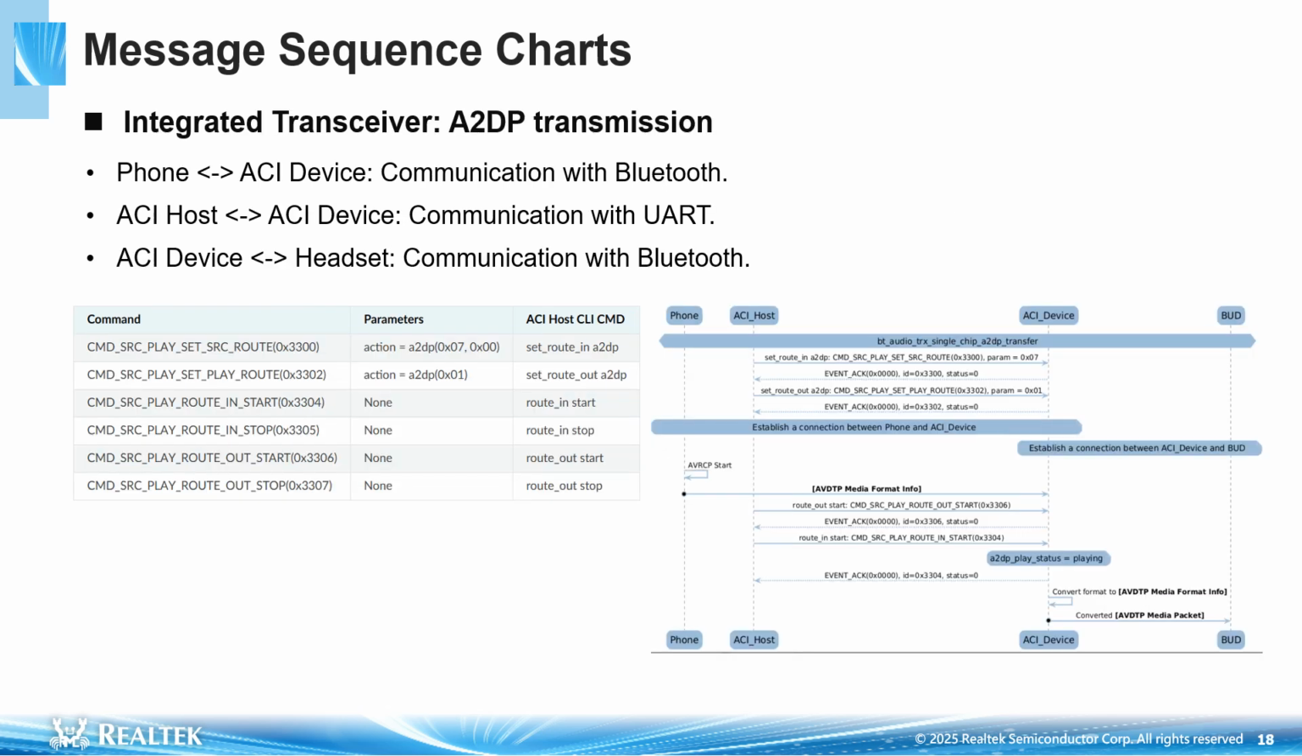Based on the integrated transceiver A2DP transmission, A2DP data can be transferred from the phone through ACI device to the headset. We use the commands set route in A2DP and set route out A2DP. After the settings are completed, we start the input and output transmission respectively, using route_in start and route_out start. If you want to stop the transmission, you need to enter route_in stop and route_out stop.